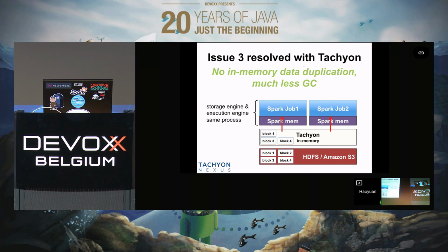And how do we solve this issue? We still have the data set in Tachyon space, and these different applications can all load it from Tachyon's memory at memory speed. Therefore, there's no in-memory data duplication. Also, these applications load the data from Tachyon's memory as off-heap storage, so you have much less garbage collection issue as well.